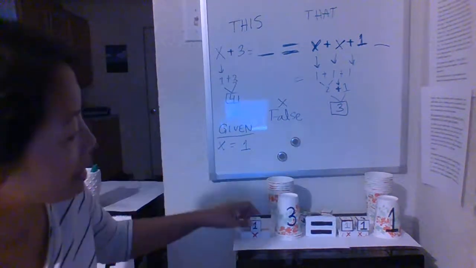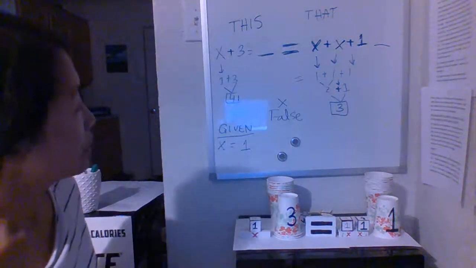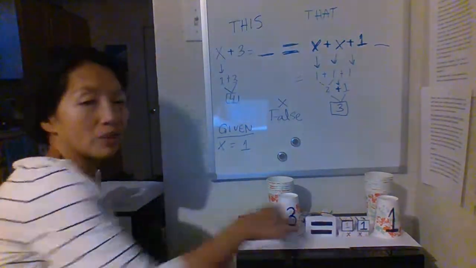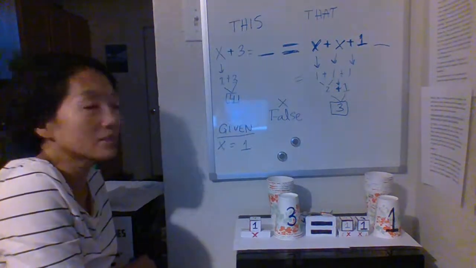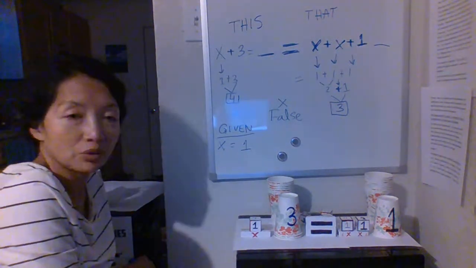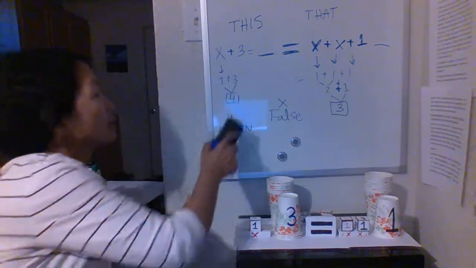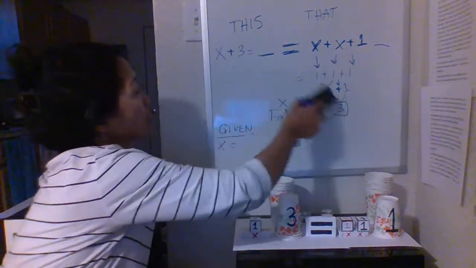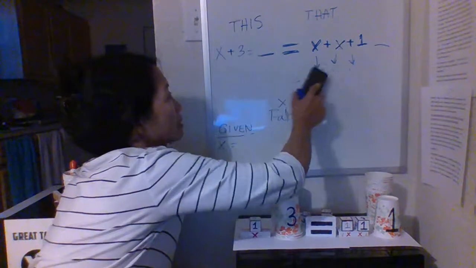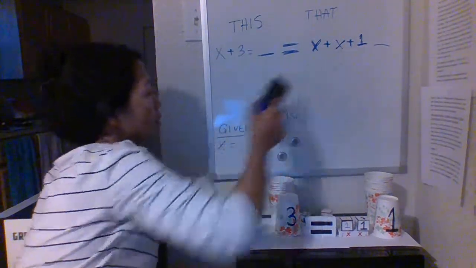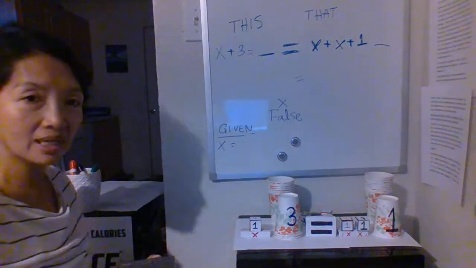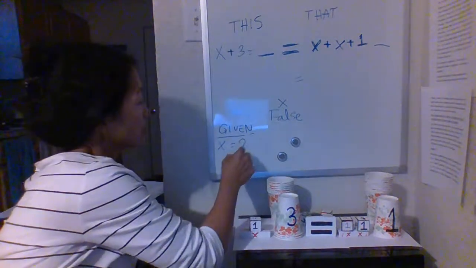All right, so now we are going to try. So we know that the 1 didn't work. The 1 was not true. So x cannot equal 1. Okay, well, let's try the number 2. We said we're going to try the number 2, right? Okay, so let's now say that the given x equals 2.